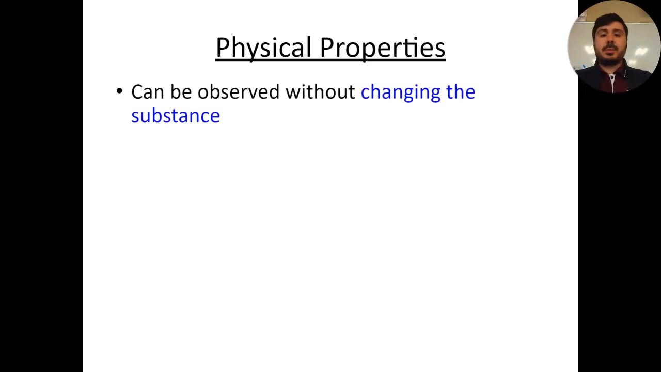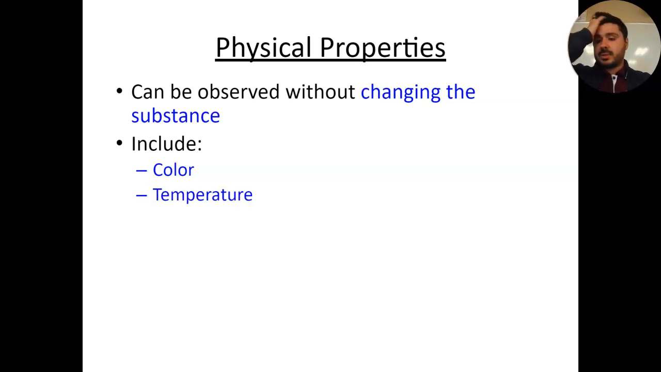Next up is physical properties here. Physical properties can be observed without changing the substance. So when I talk about physical properties, it's going to be things like the color of a substance, the temperature of a substance as well, and the density of a substance. If I have a specific substance in front of me, without really changing the substance at all, I can still observe the density of it.